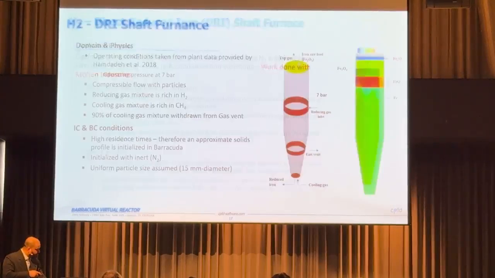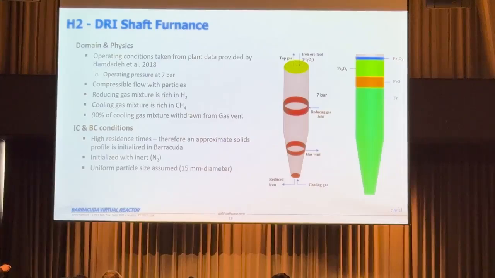All right, so if I quickly move to the results, the domain itself is the Midrex domain. This is the Midrex design. You are injecting iron ore feed from the top. You have a reducing gas coming from the side. And then you also introduce some cooling gas from the bottom. The cooling gas is actually rich in methane. The idea is, as the iron ore moves down and gets reduced, you also want to cool it before you start collecting it from the bottom. So that's why the cooling gas is injected. But 90% of that cooling gas is actually vented out of this gas vent in the simulation.